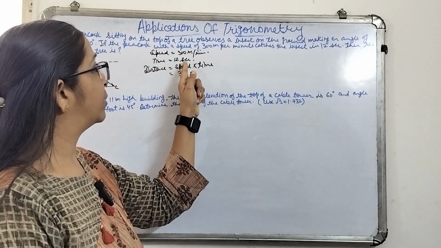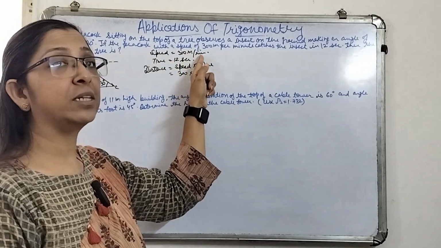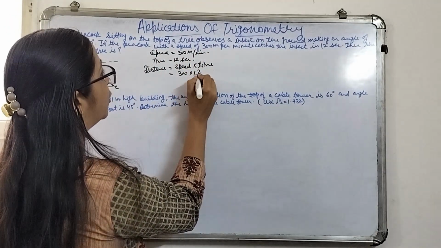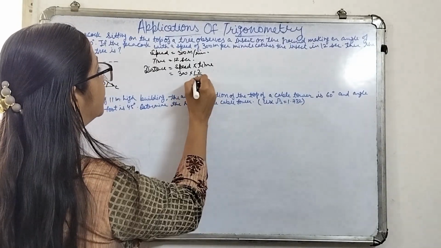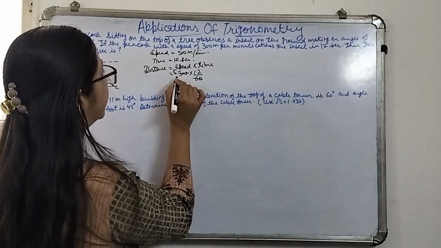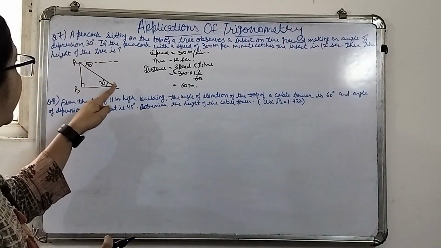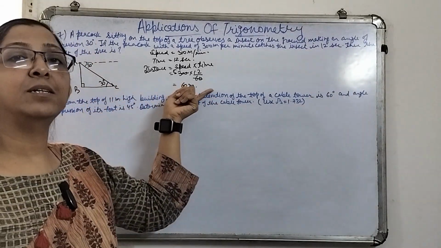Now see over here, time is in seconds and speed is in minutes. So we will convert these 12 seconds into minutes. So it will be 12 upon 60 minutes. So 12 5s are 60. 60 meter. That means the distance AC is 60 meter.